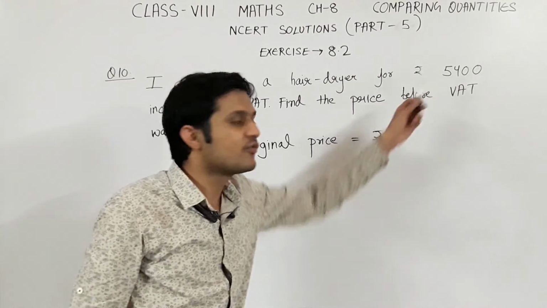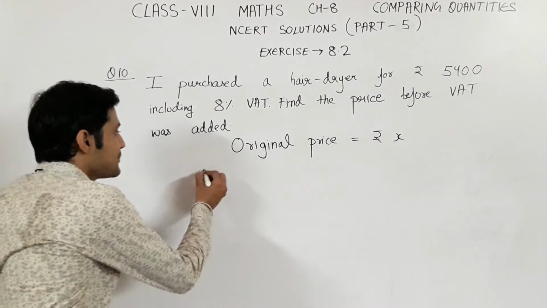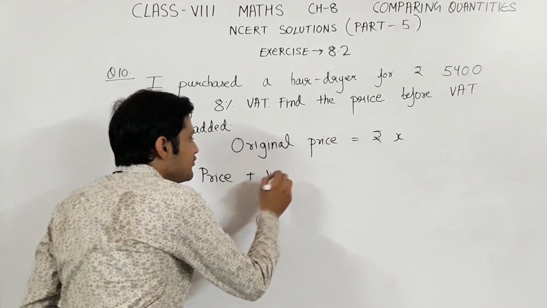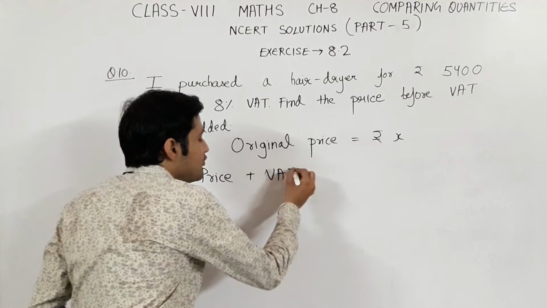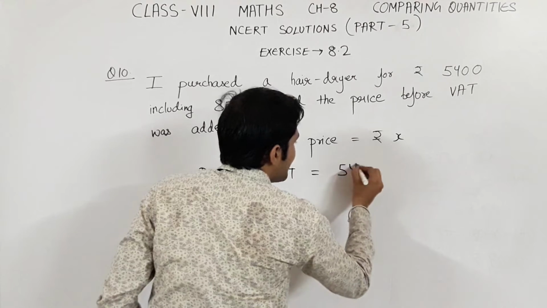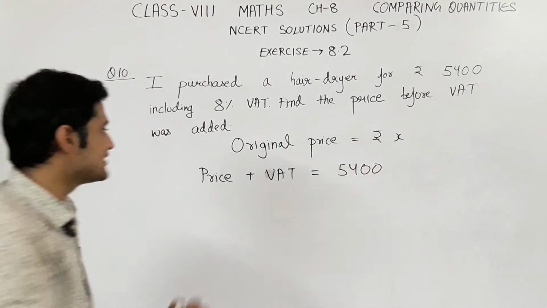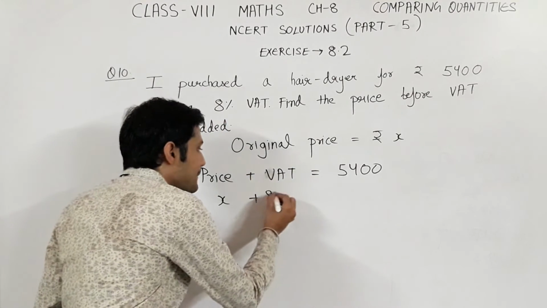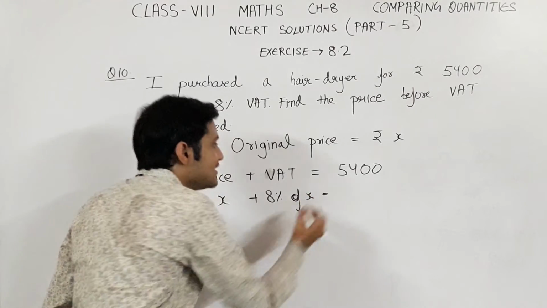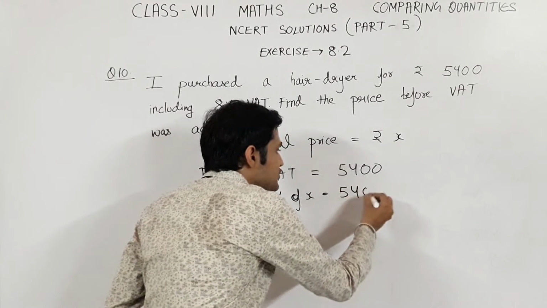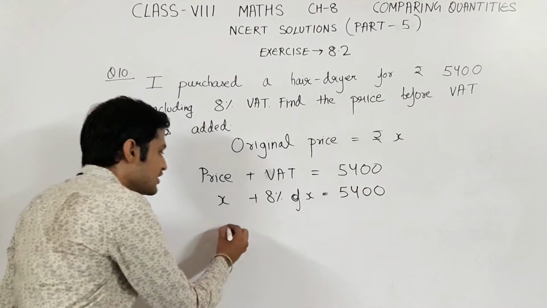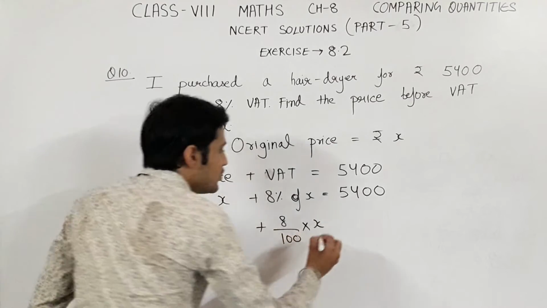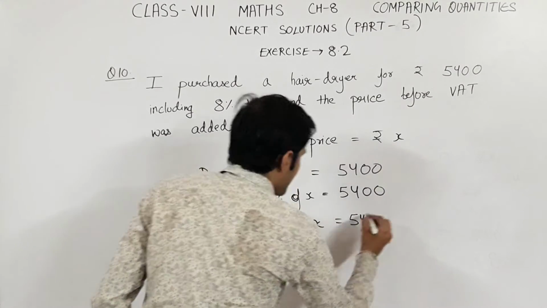So how did we get this 5,400? Original price, or I can say the price of hair dryer, plus amount of VAT gives this amount 5,400. So original price is X. VAT is 8% of X. 8% of price, that is X, gives 5,400. Solve this equation. X plus 8 by 100 into X gives 5,400.